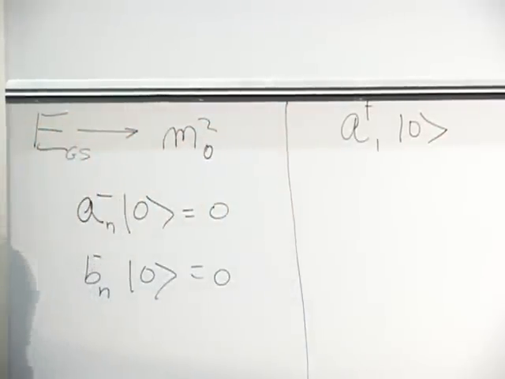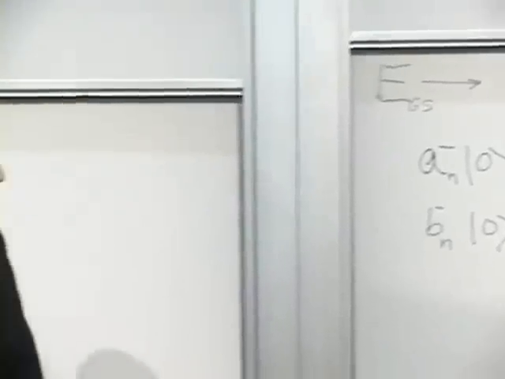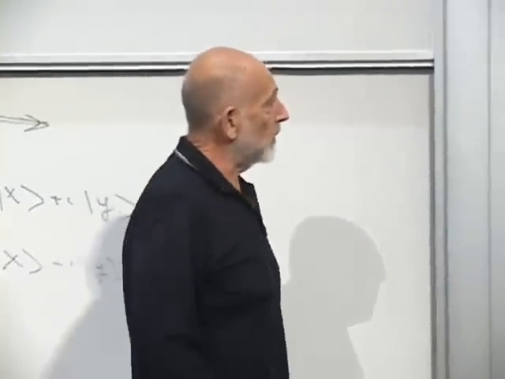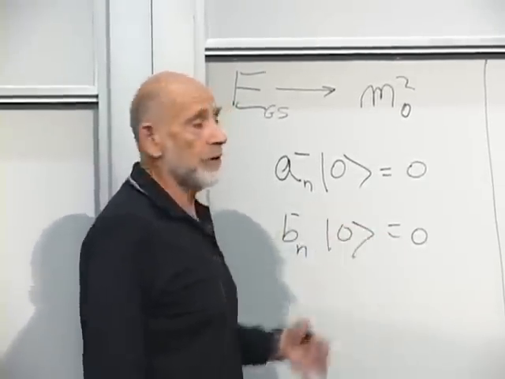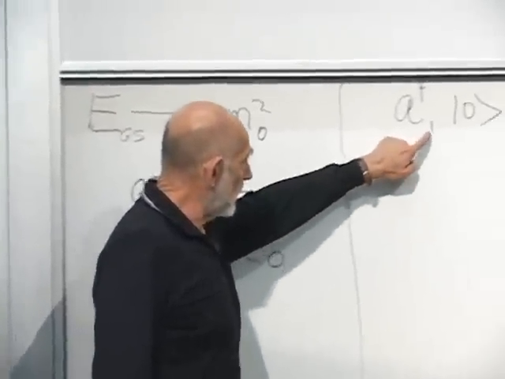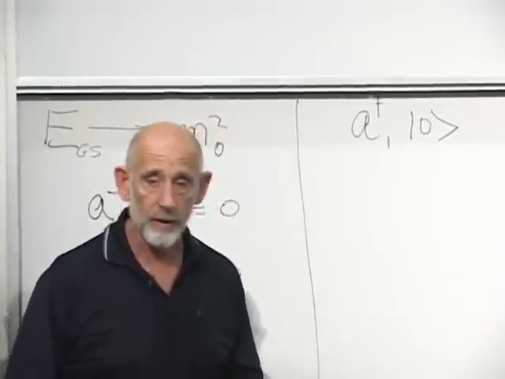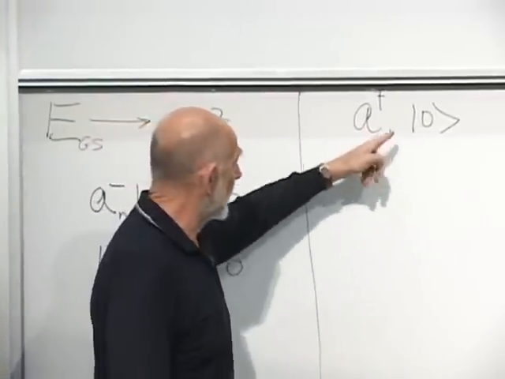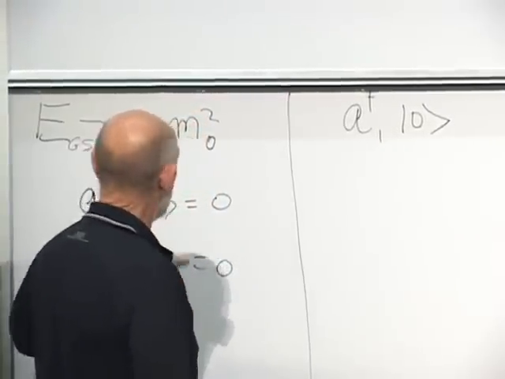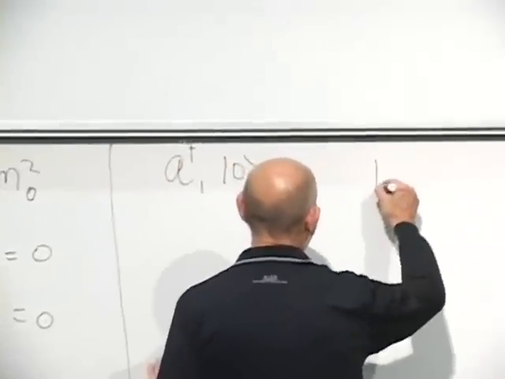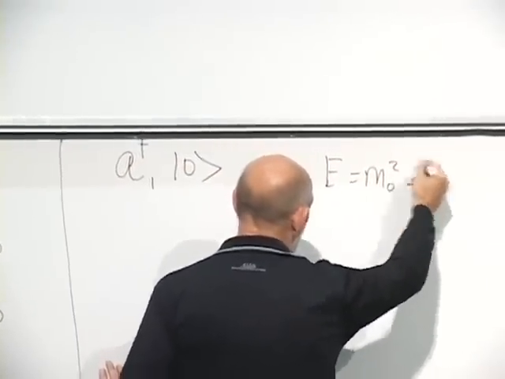What's the energy of that state? Oh, incidentally, what is the energy of that state? We've increased it by 1 unit. This 1 here indicates that the frequency of that particular oscillator is 1 unit. The energy that you add is 1 unit. This has increased the energy of the ground state by 1 unit. So the energy of this state is whatever m0 squared is, plus 1.